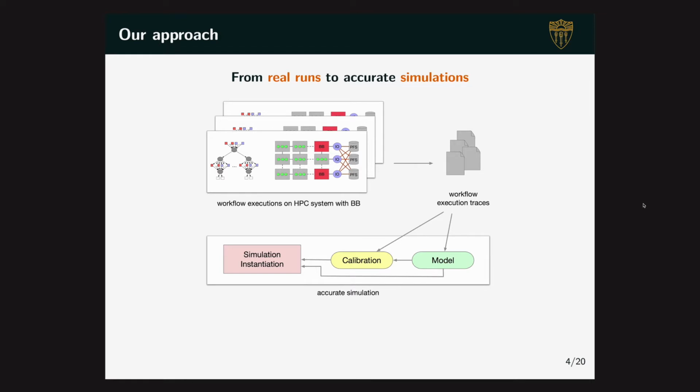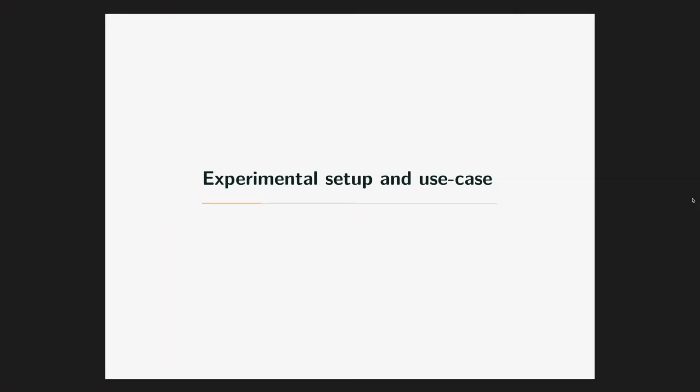So our approach works as follows. We first start by doing some executions on an HPC system with burst buffer. From these runs, we extract some workflow execution traces, and we use those traces to calibrate our simulator. Why simulation? The main advantage of simulation is the possibility to explore the heuristic space at scale easily, because it's very hard to do an experimental campaign on a real platform if your workflow is complicated, takes a long time to run, etc. Now I will talk about the experimental setup and use case.